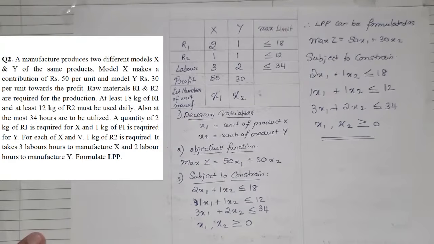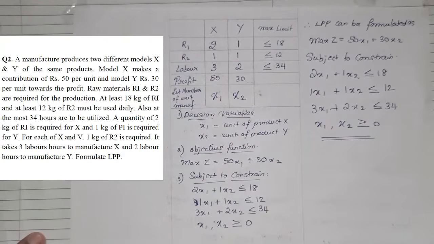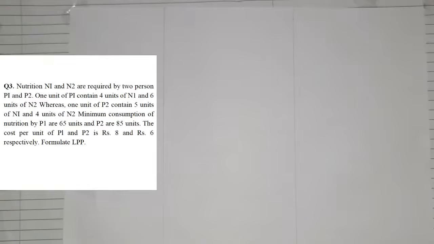Okay, so this was the second sum based on maximization having 3 criteria. So we have completed 2 maximization sums. Now let us see the third sum, how it will be based on minimization. What kind of sum you can get based on minimization. Okay, now let us read the third question.